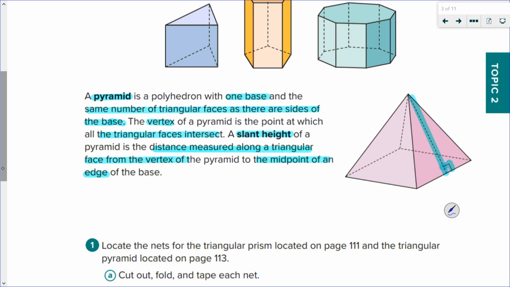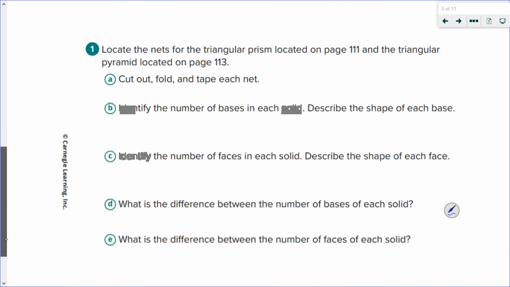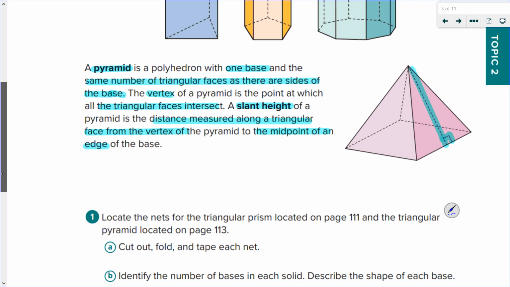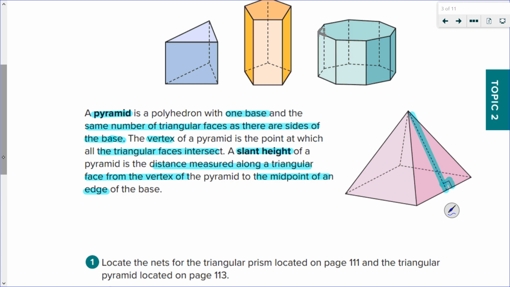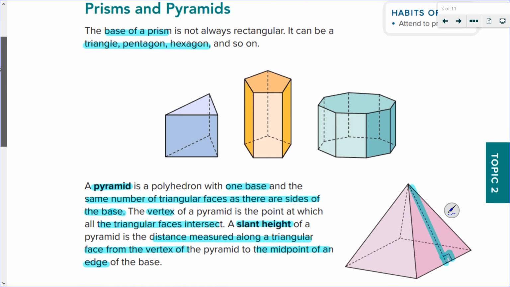Now, we're going to skip number 1 for right now and get straight into finding the different pieces. Do we not have the definition for prisms? We didn't. Okay.